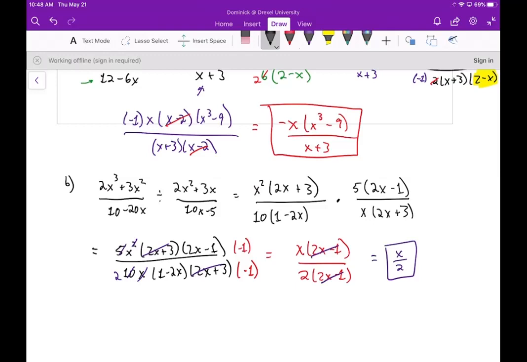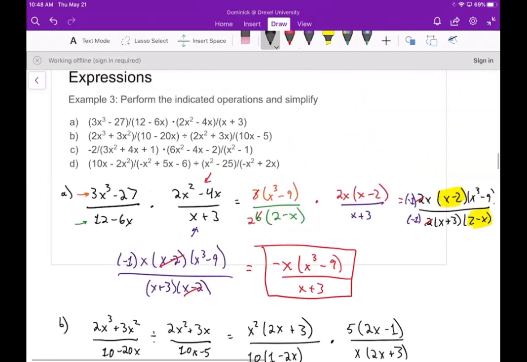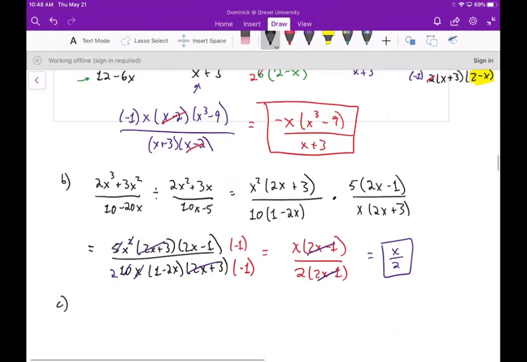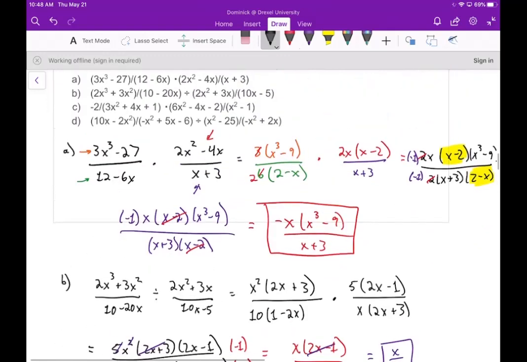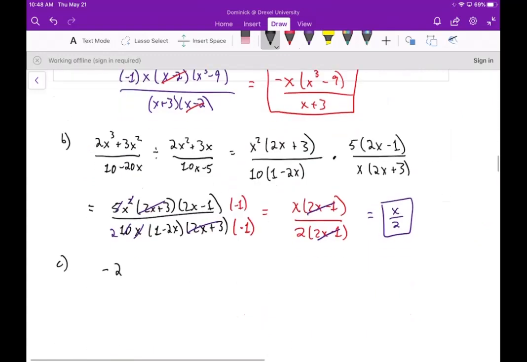Okay, part C, we have a -2 over 3x squared plus 4x plus 1.